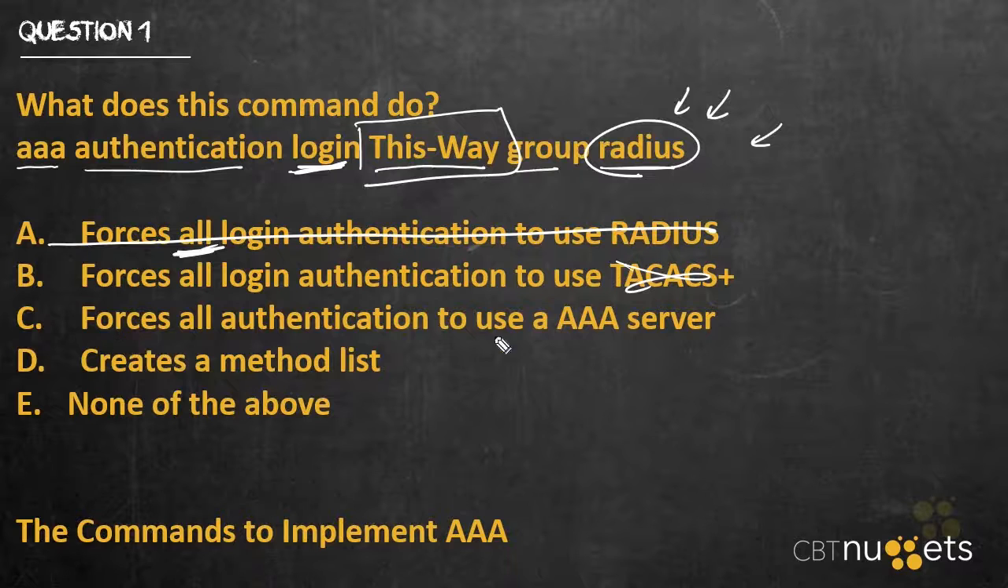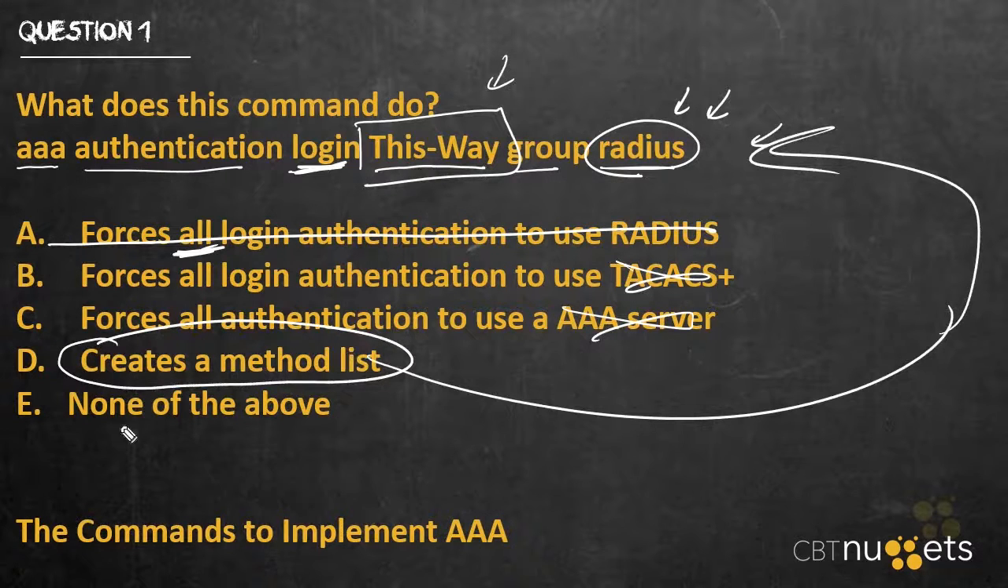C, forces all authentication to use a AAA server. Once again, no, because we haven't applied this method list called this-way to a line or to some other access method. Answer D says creates a method list, which is exactly what this is doing. So answer E is out as well. So the key here is this is just a method list that we would create, and then we'd have to apply it. An example would be applying the method list to a VTY line. And once we apply the method list to the VTY line, boom, then that method list would be used once it's applied. All right, question number 2.